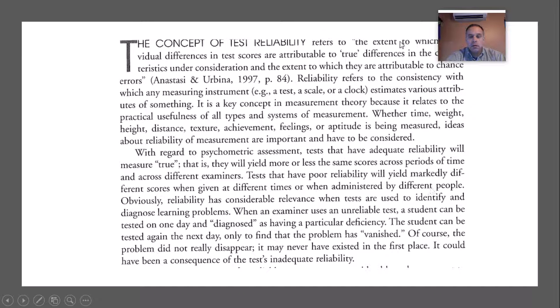So let's take a look at their things here. This is where they discuss test reliability and true differences. With regard to psychometric assessment, tests that have adequate reliability will measure true. So they will yield more or less the same scores across periods of time and across different examiners. Poor reliability will yield markedly different scores when given at different times or when administered by different people. So reliability is extremely relevant, and I think what we just got done discussing in class is that you can't have a valid test that is not reliable.